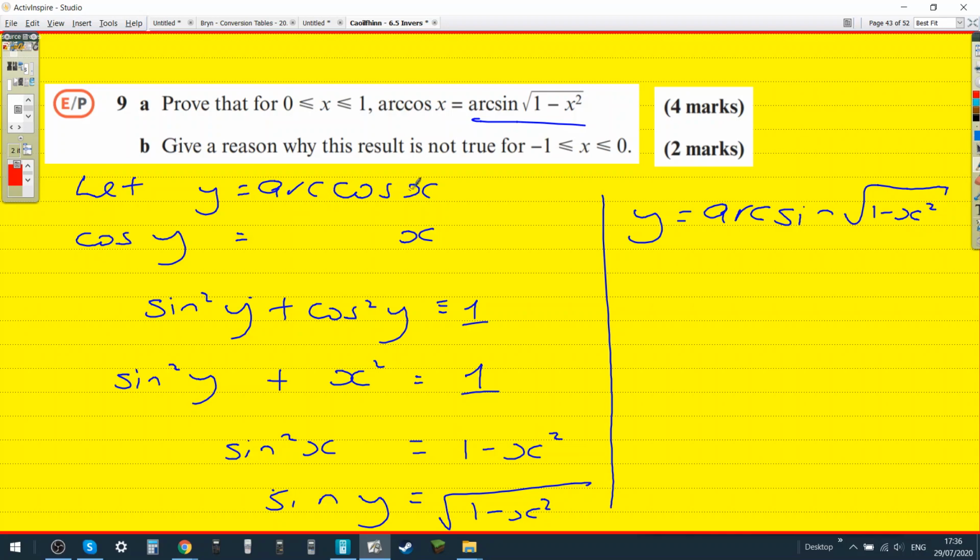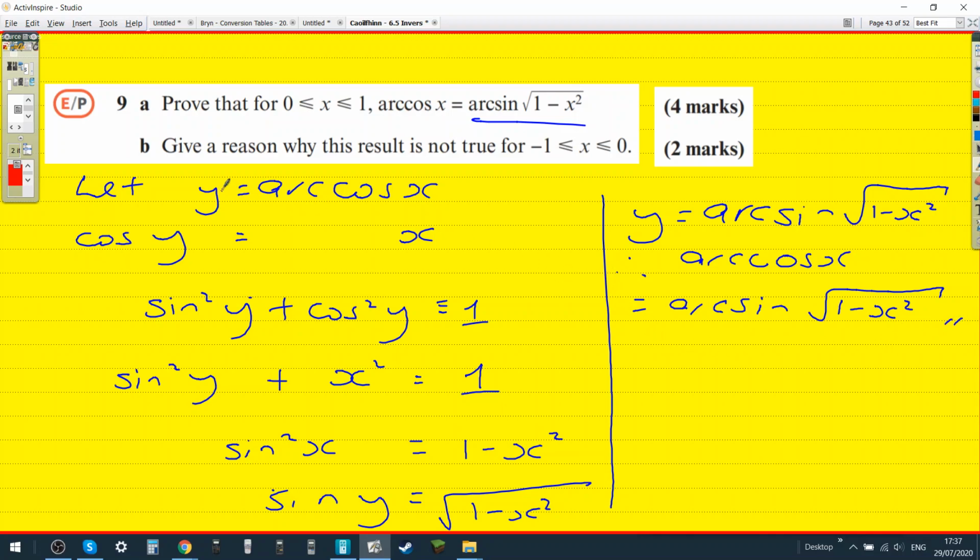Y equals arc cos x. Y equals arc sine root 1 minus x squared. And so arc cos x equals arc sine root 1 minus x squared.